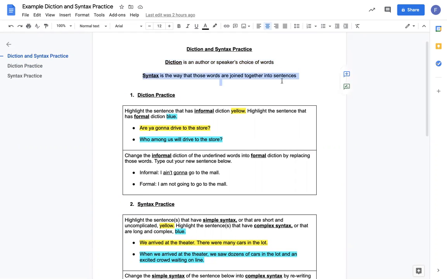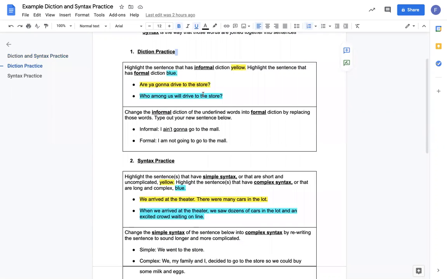Syntax is the way that the words are joined together into the sentences. So it's zooming out a little bit and looking at how is the author putting together those words, what is the length of the sentences, things like that. So this top part here is diction practice. Again, you are looking at word choice here. And you're telling the difference between informal diction, so informal sounding words, and formal diction. You are highlighting in this example the informal diction yellow and the formal diction blue.